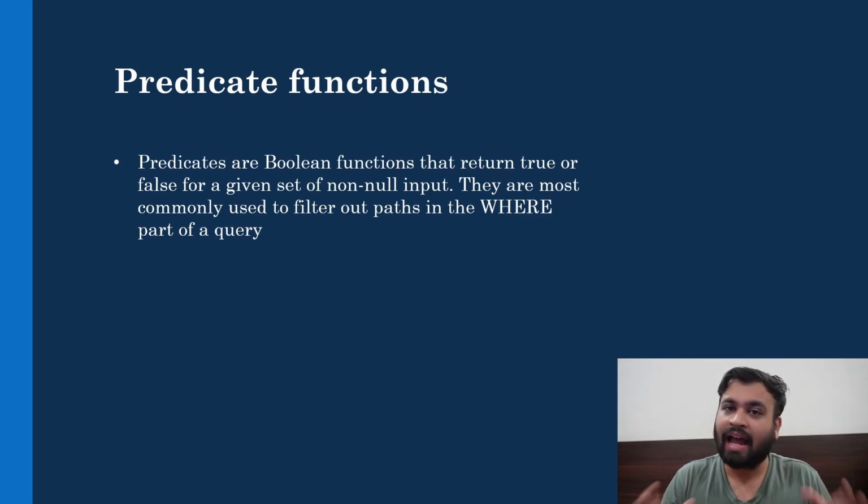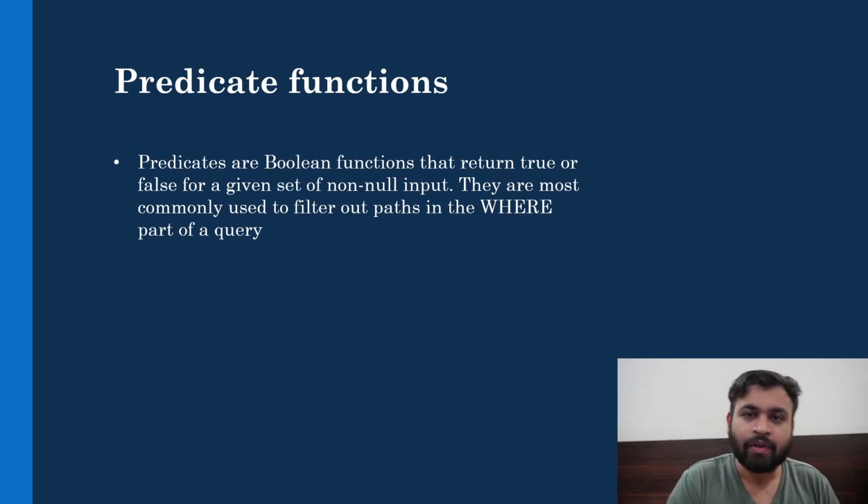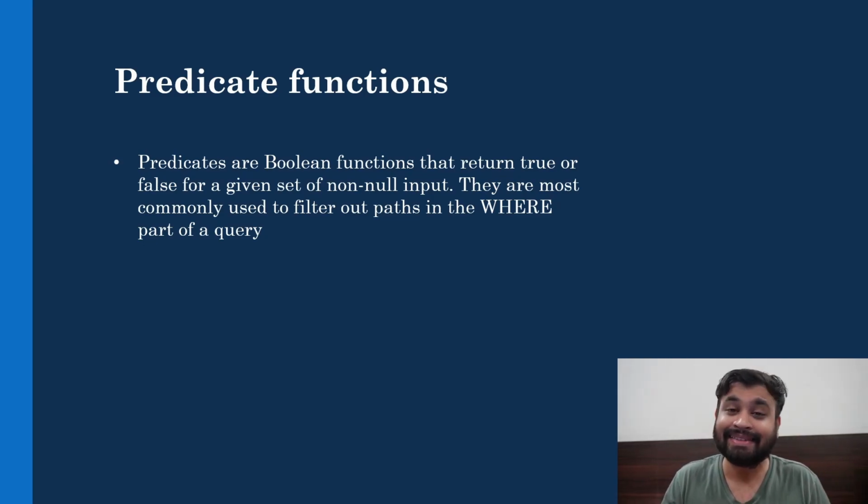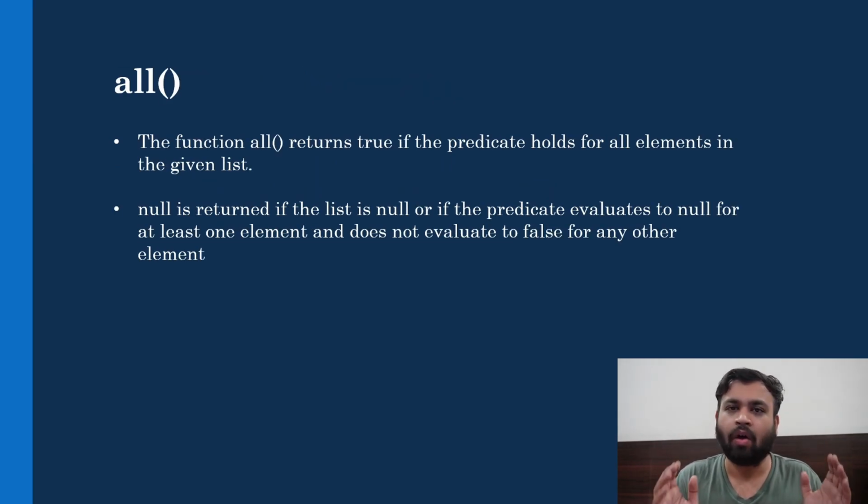They are mostly used in the WHERE clause to filter out paths. Paths, as we have already seen, are a data type which represents a set of nodes and relationships, and we can use that path to apply some condition on top of it using these predicate functions. Let's see how they work in Neo4j. If you haven't already kicked off the Neo4j Desktop, just start the desktop and we'll see these functions one by one. Okay, so the first one is the all function.